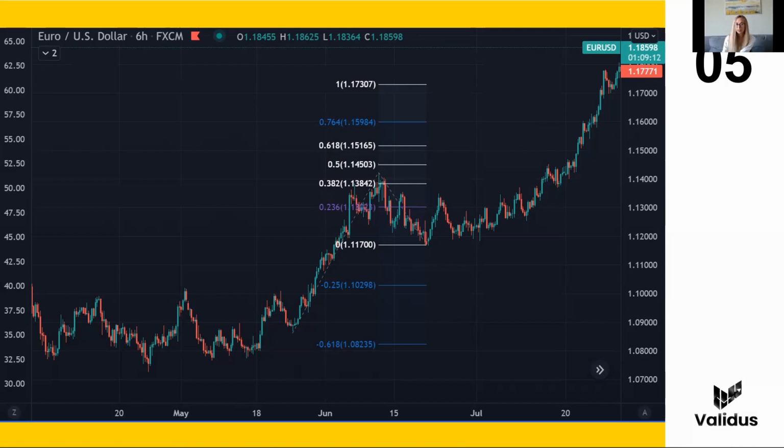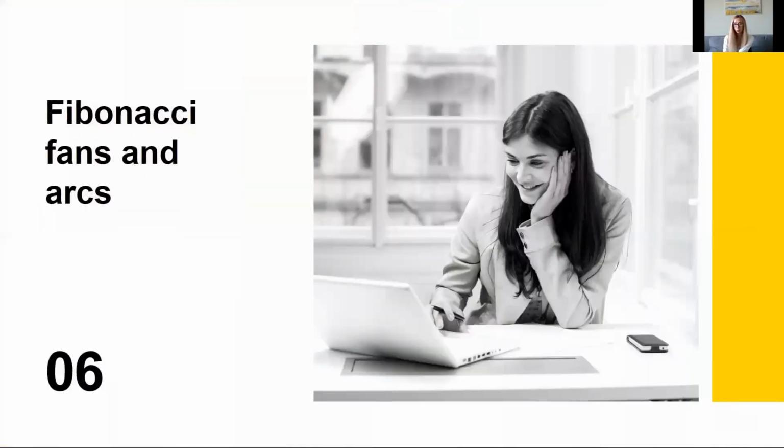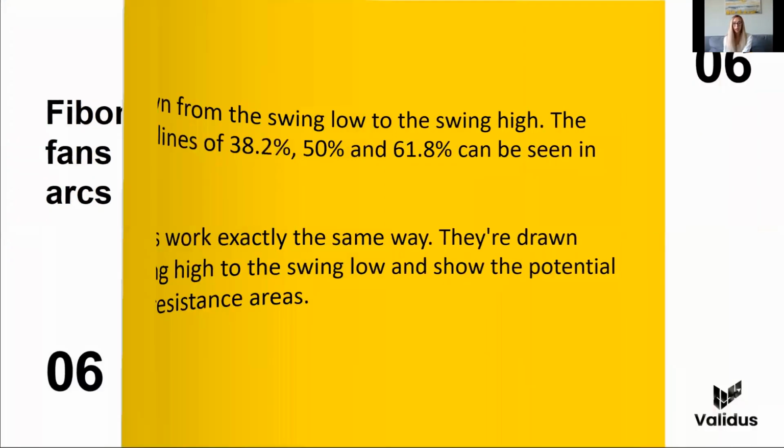Fibonacci fans and arcs. Fibonacci ratios are used in different ways. Fibonacci fans and arcs are tools to find potential support and resistance levels. Just like other Fibonacci tools, fans are drawn from the swing low to the swing high.